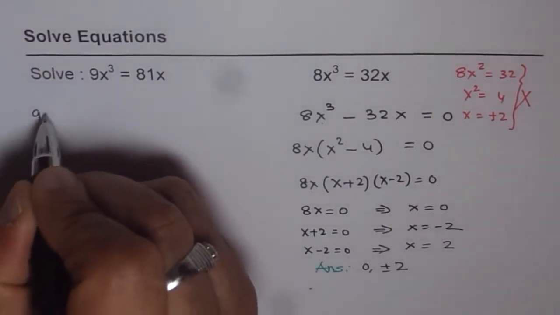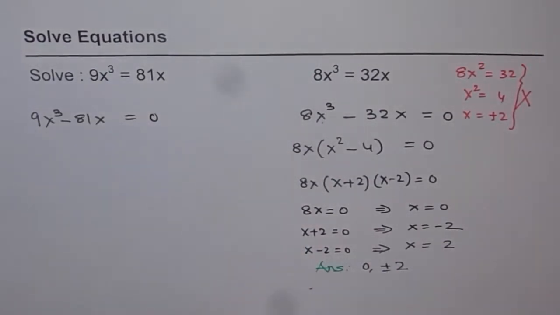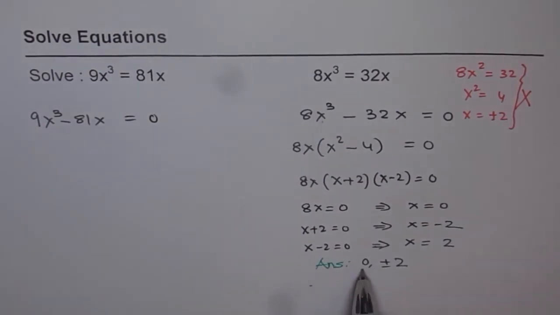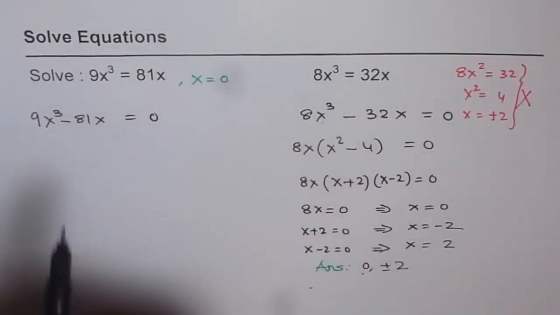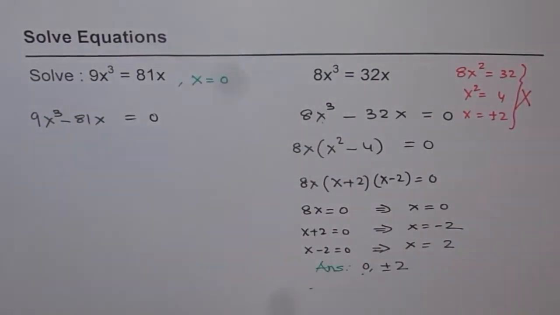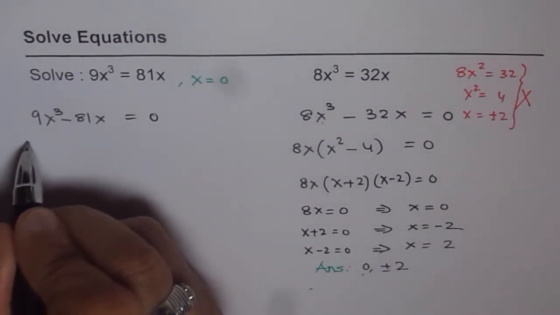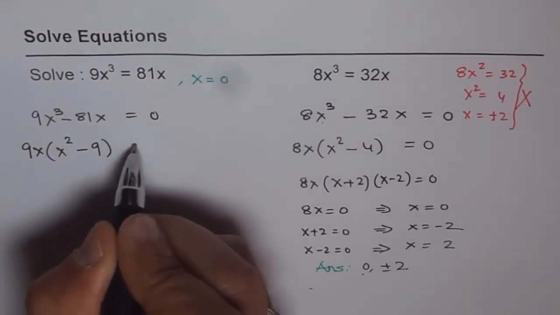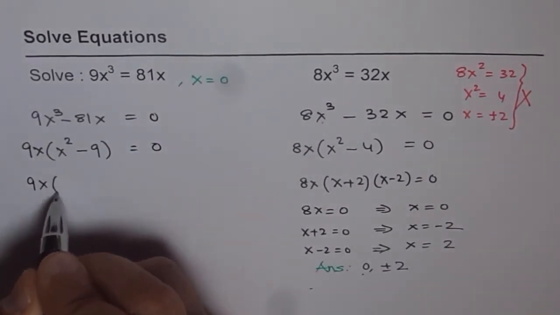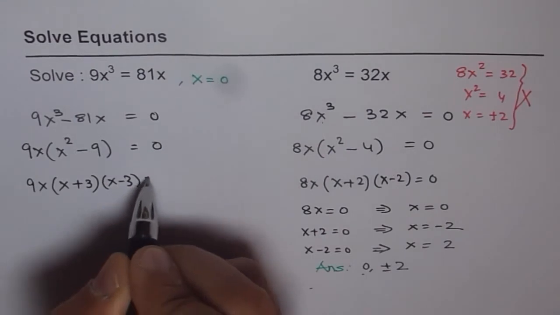So here we'll do 9x cubed minus 81x. The strategy is don't cancel x. If you cancel, you lose one of the answers. x equals 0 is your solution, mind it. If you put 0 here, you get 0 equals 0. That is a solution, but if you cancel x, you will lose that solution. Now we can take 9x common, and we're left with x squared minus 9 equals 0. You can write this as 9x times (x plus 3) times (x minus 3) equals 0.